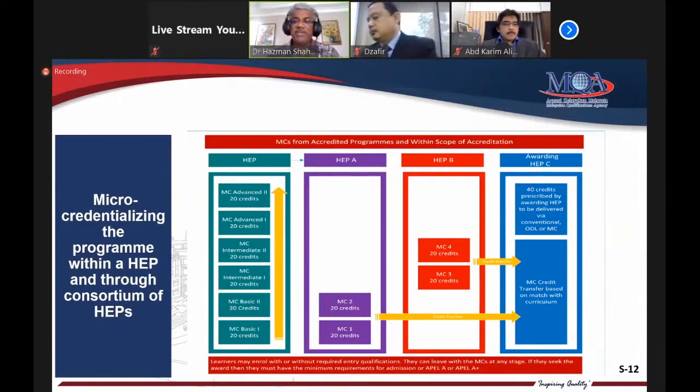This is an illustration of how it can look, what I've said earlier, right? The credits and terms used are merely illustration. I'm not suggesting here that your micro-credentials should be 20 credits, or that they must be called advanced, intermediate and basic. No, this is purely for illustration. So do not think of this as part of the guideline. This is a slide that illustrates the ideas contained in the guideline. This is how it can be worked out, but do not take the details as prescriptions.